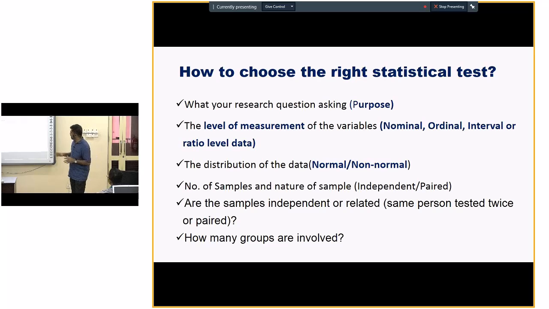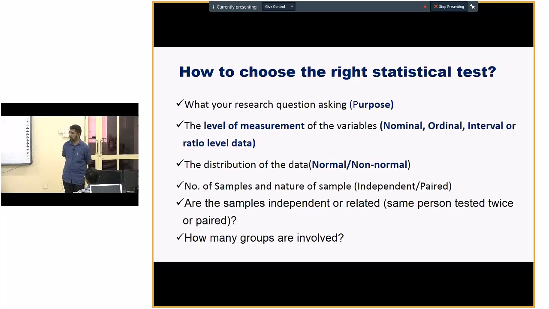Now you are at the middle level. You have your research proposal. Now you have a clear idea about your research question, right? What is the question? Or otherwise, you can say the purpose of your research. What is the purpose? If I ask the question, what is your purpose?